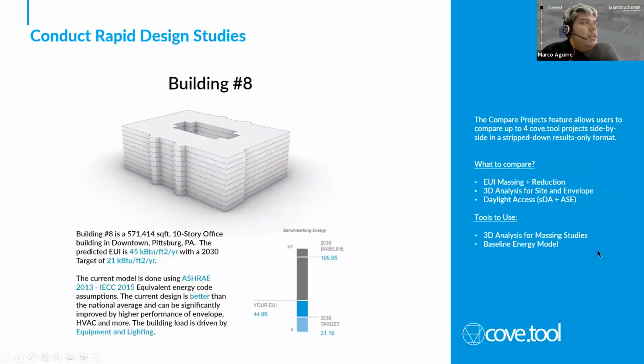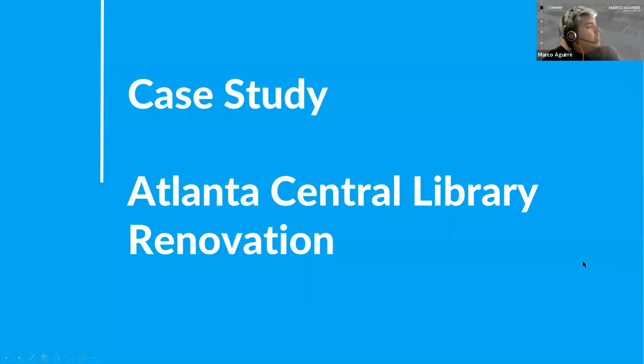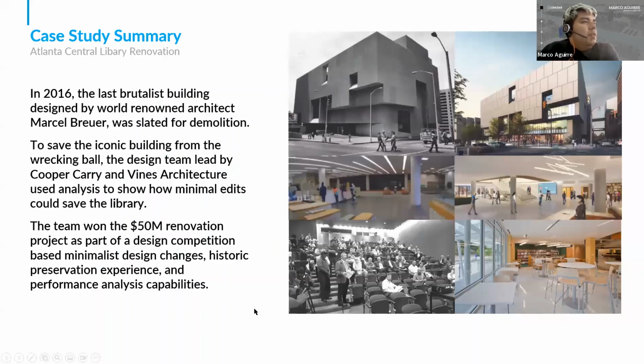So I just wanted to give you an idea at a different scale. The other case study that we want to showcase today is one of our more popular ones. This is the Atlanta Central Library renovation. If you haven't heard about this project before, the Atlanta Central Library was the last building of Marcel Breuer, who's a famous architect. He was a brutalist architect.